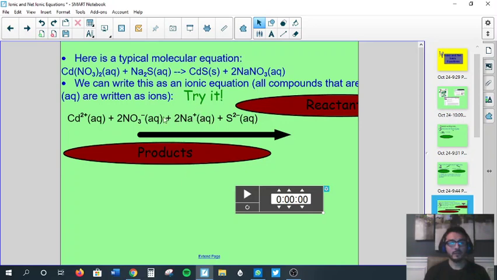Right? Here are our ions. So cadmium has two of them, right? There are two cadmiums, with a +2 charge. Nitrate, there are two nitrates, each one with a -1 charge. Sodium, there are two sodiums, each with a +1. There is one sulfide, because it's an ion, with a -2 charge. All written out here. Okay, now our products, let's write that out in ionic form. Except note here, this part is different.